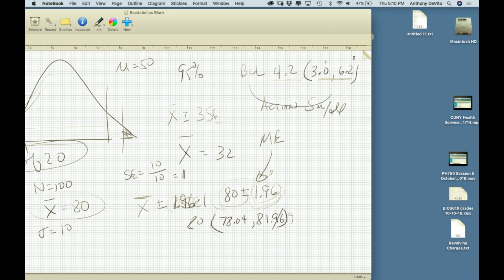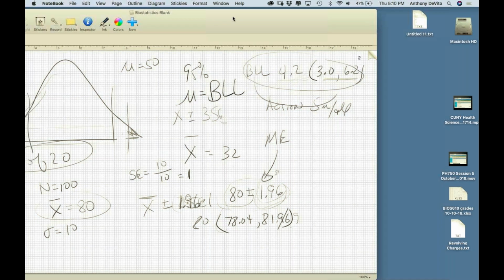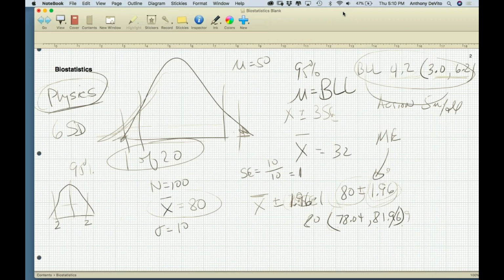So it's important to know how well you know that mean, right? And since we'll never know what the true mean is, this is the closest we can get, this idea of a confidence interval. Okay? Make sense? Pretty cool, right? Okay.